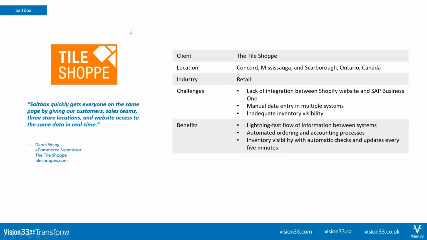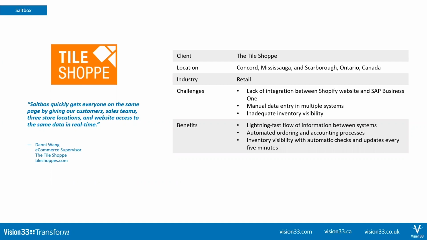And finally, is a place called the Tile Shop. I'll bet you can imagine what they do. And Danny Wang and his staff told us that Saltbox quickly gets everyone on the same page by giving our customers, our sales teams, 3 store locations, and a website access to the same data in real time. So here's folks that operated 3 retail locations and website, plus SAP Business One, right? They're located in Concord, Mississauga, and Scarborough, Ontario, Canada, and they call themselves a retail place of business.